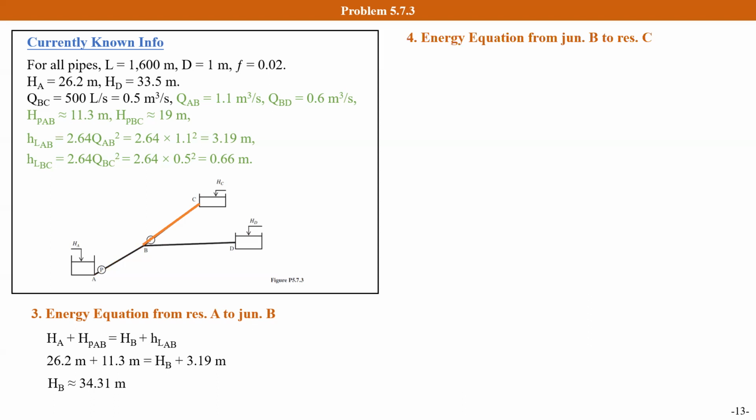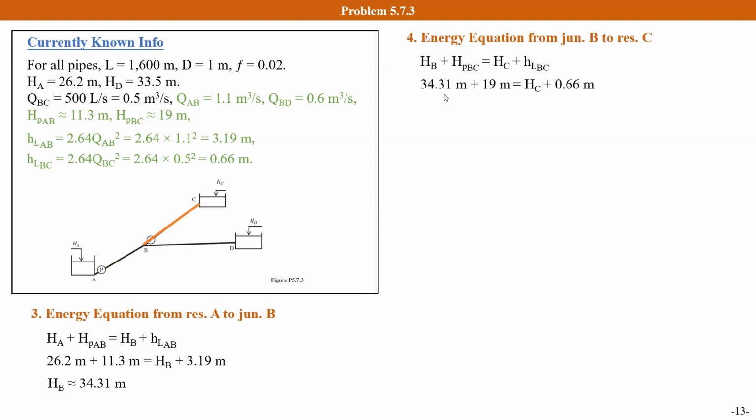If we consider the energy equation from junction B to reservoir C, we could get that the total energy at junction B plus the head contributed by the pump in pipe BC equals the total energy at reservoir C plus the head loss between B and C.